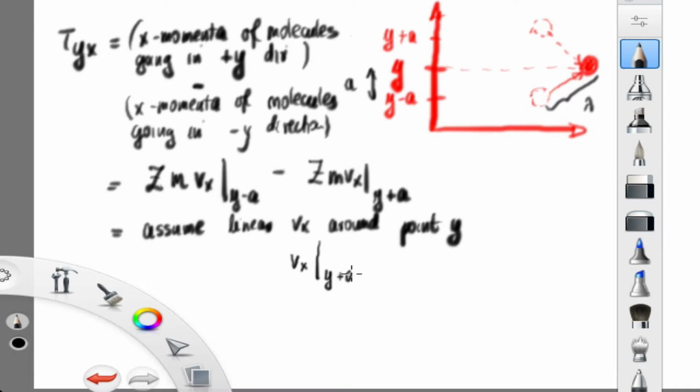Vx at y plus a is essentially my velocity evaluated at y, and then according to Taylor's formula, plus the distance a times dVx/dy. And I'm chopping off all of the second order terms. Yes? We are assuming that at a local level the velocity profile is linear.